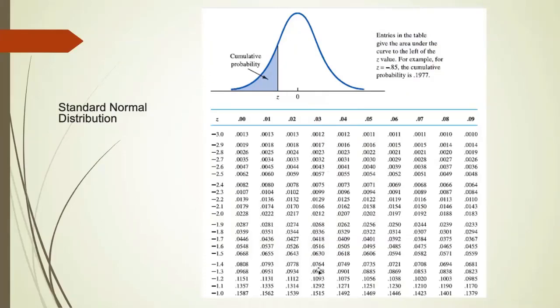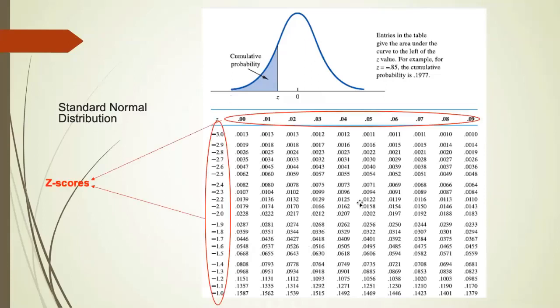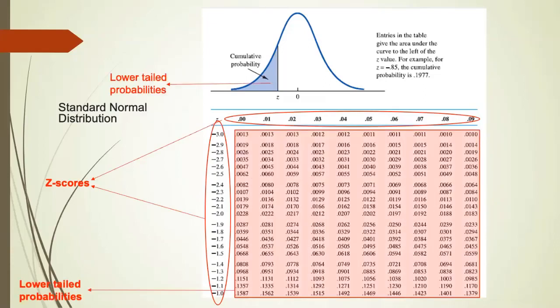There are two sets of numbers. Very, very important. There are so many numbers, but they can be divided into two groups and nothing else, just two. The first set of numbers represents the z-scores. And the numbers in the middle, the shaded ones, represent the probabilities. Probabilities means the area under the curve.